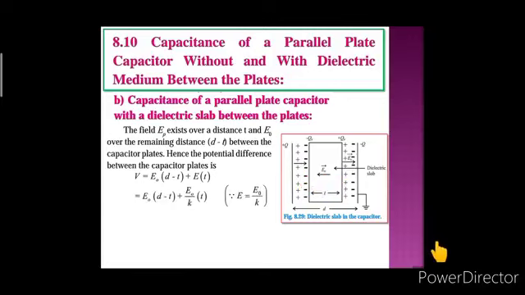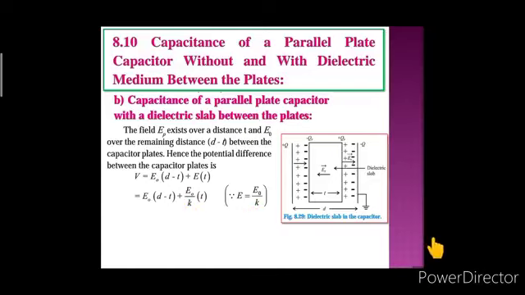And over here we can write the same equation with E equal to E0 upon K. So, we can write V is equal to E0 (d minus t) plus E, which is to be written as E0 upon K, there into t.